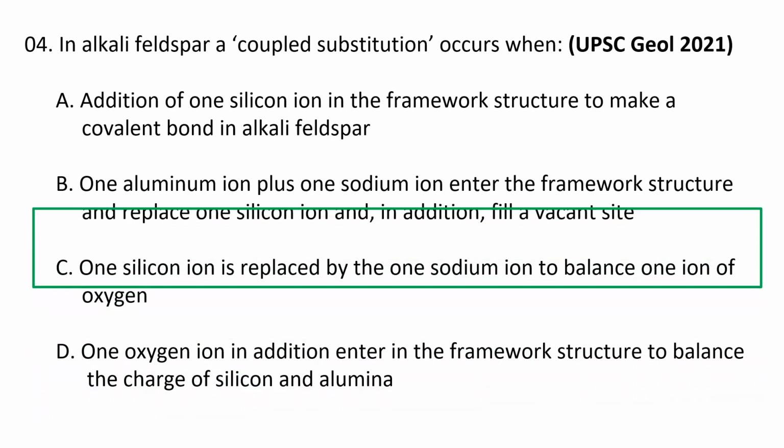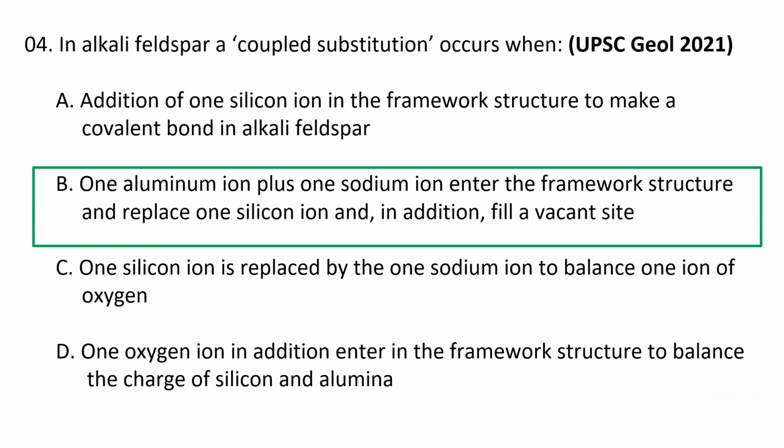So correct answer is B. One aluminium ion plus one sodium ion enter the framework structure. So these are a type of tectosilicates and replace one silicon ion, and in addition they fill a vacant site.